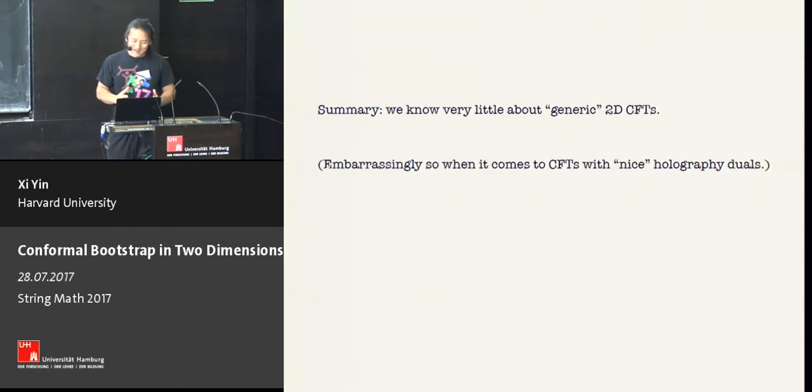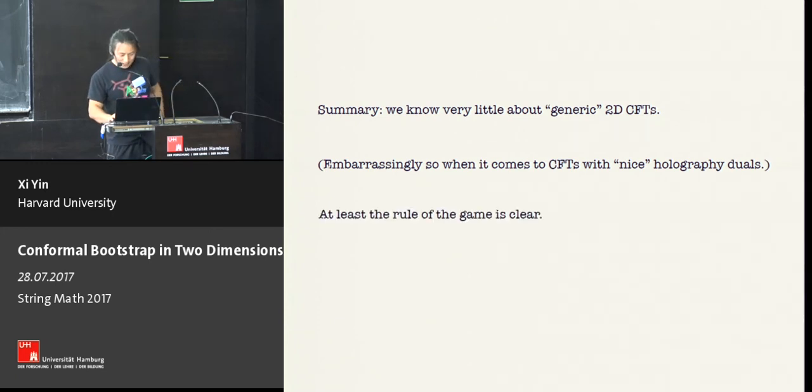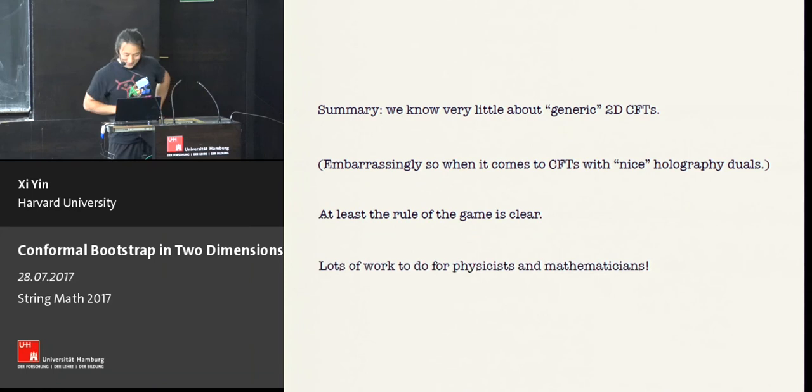Our knowledge is embarrassingly little when it comes to trying to apply this to holography, because there's the impression that if you have a quantum gravity in AdS3, you're all set. It's still the 2D CFT, and we know a lot about 2D CFTs, but actually not so much. Not nearly enough to address interesting questions we'd like to understand from the holographic perspective. That's something we'd like to understand. But at least the axioms are clear, and we have some method to address them, maybe not very efficient at the moment, and lots of work to do.